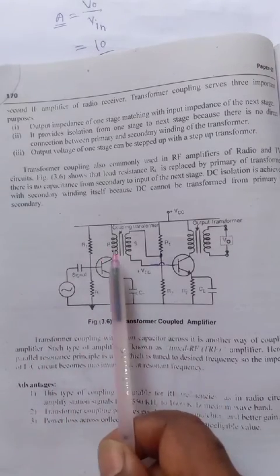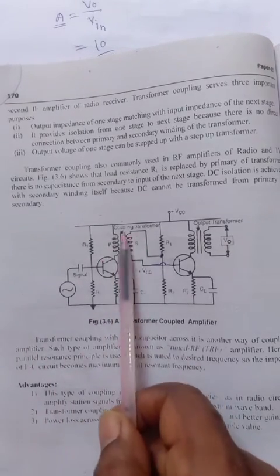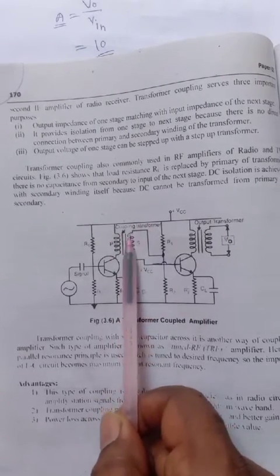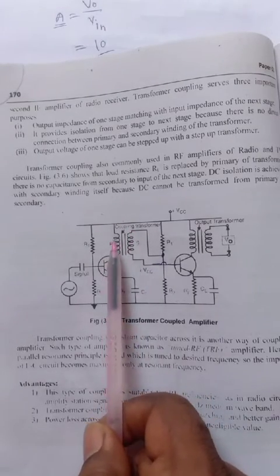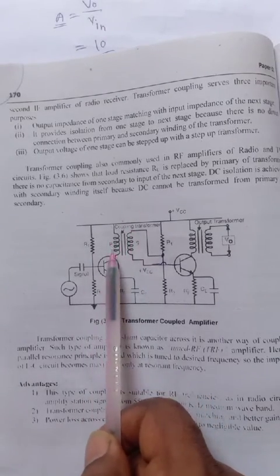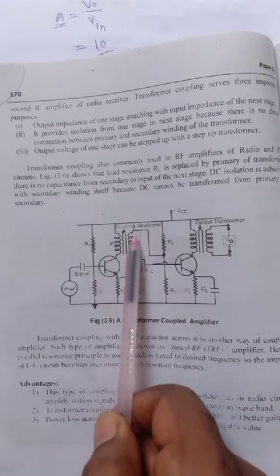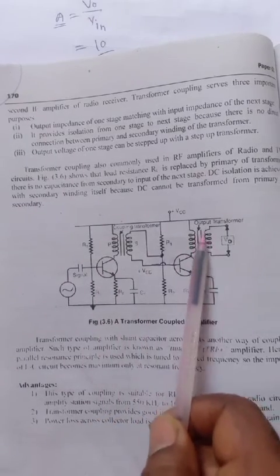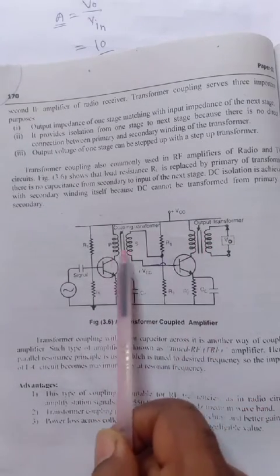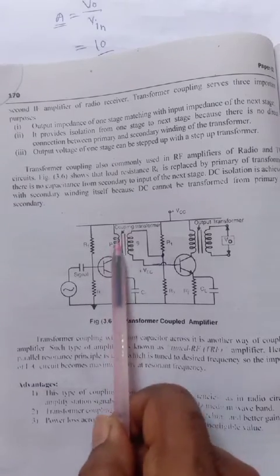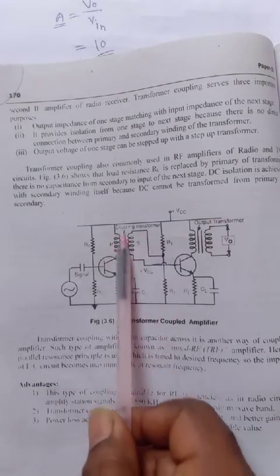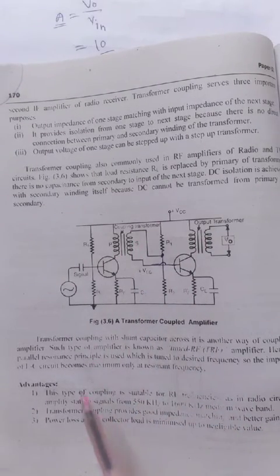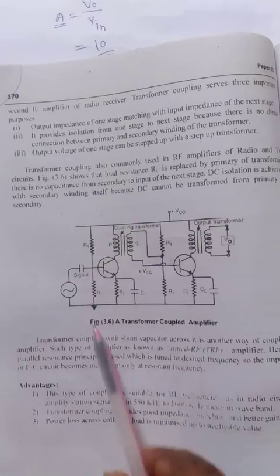A little bit of amplification is also possible with this coupling, because if the number of turns of the secondary is greater than the primary, then it acts like a step up transformer. Whatever voltage is stepped up at the secondary, it's just like a step up transformer. As there is a little bit of increase in voltage, such a small amount of amplification is also possible at the coupling stage. So this is the transformer coupling.